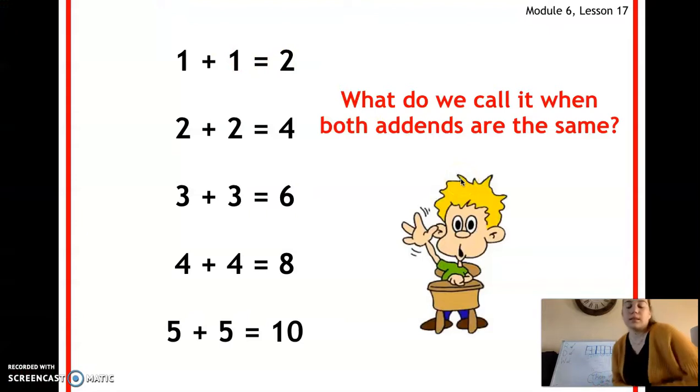So now let's look at this. It says we have 1 plus 1 equals 2, 2 plus 2 equals 4, 3 plus 3 equals 6, 4 plus 4 equals 8, 5 plus 5 equals 10. Our question says, what do we call it when both add-ins are the same? What do we call that when they're both the same? Good, we call that doubles. So these problems we have are our doubles. We also worked with doubles when we did 7 plus 7 and 10 plus 10.